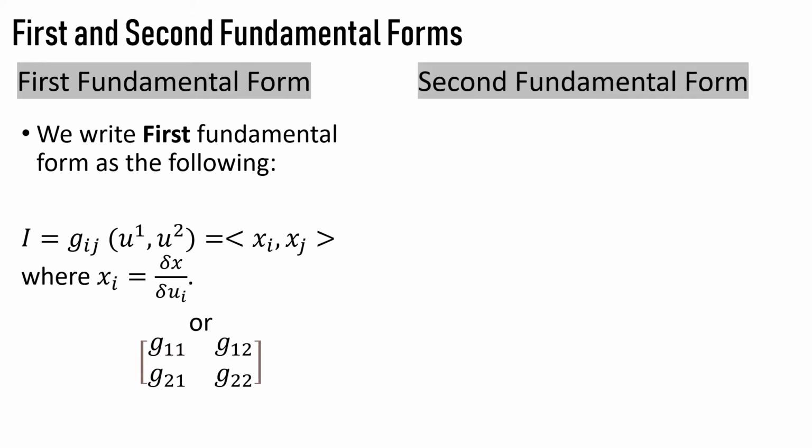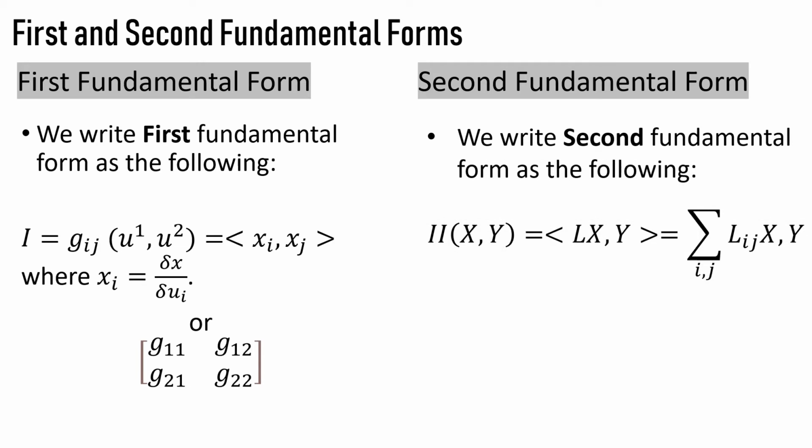And the second fundamental form, we can write as the following: Roman numeral II(x, y) is the inner product, and that's going to be equal to the sum over ij of l_ij x_i y_j. Or this can also be written as a 2 by 2 matrix L11 to L22. We'll see more detail on how to calculate the first and second fundamental forms in the next examples.